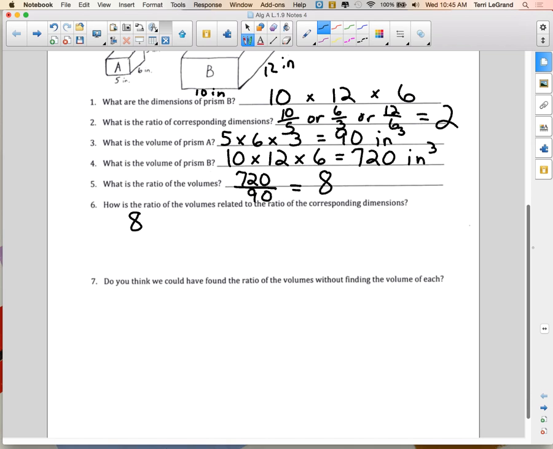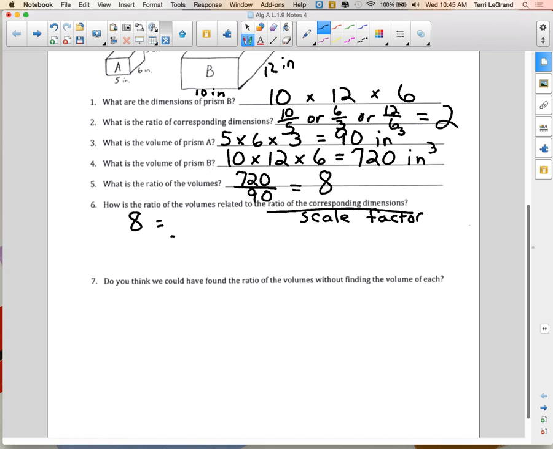So 8, remember when we have the ratio of corresponding dimensions, that's the same as the what? What do we call this? Scale factor. Let's write that underneath that. We're really talking about the scale factor. So the ratio of volumes, how is it related to the scale factor?